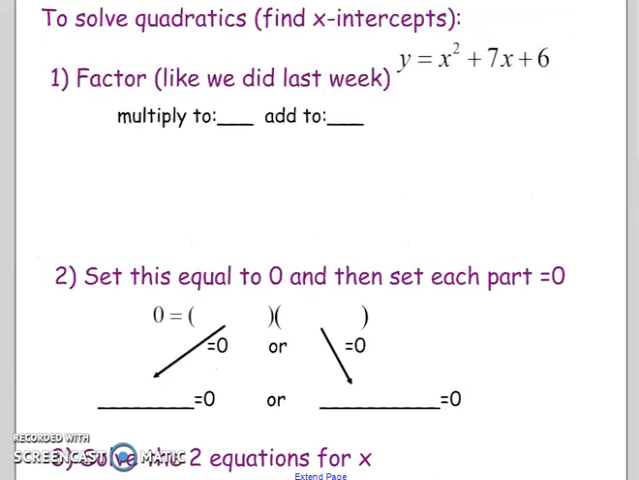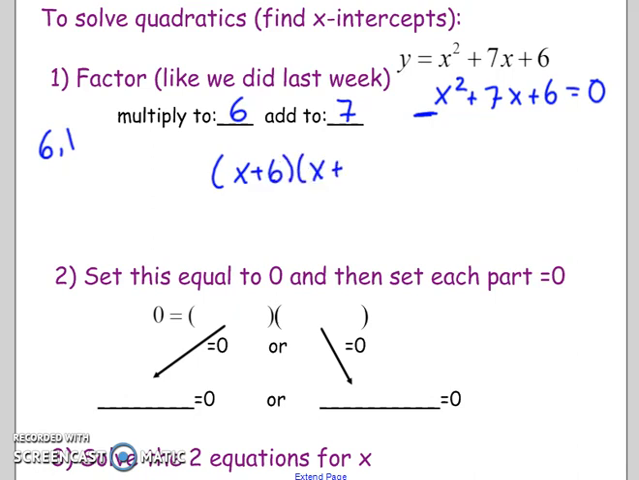So let's look at an actual example. Here we have a quadratic. First step is that we want to set it equal to 0. So x squared plus 7x plus 6 equals 0. Then we're just going to factor like we did last week. It multiplies to 6 and adds to 7, so I can use 6 and 1. Since my a value is 1, I can use my shortcut. So I have x plus 6 and x plus 1.